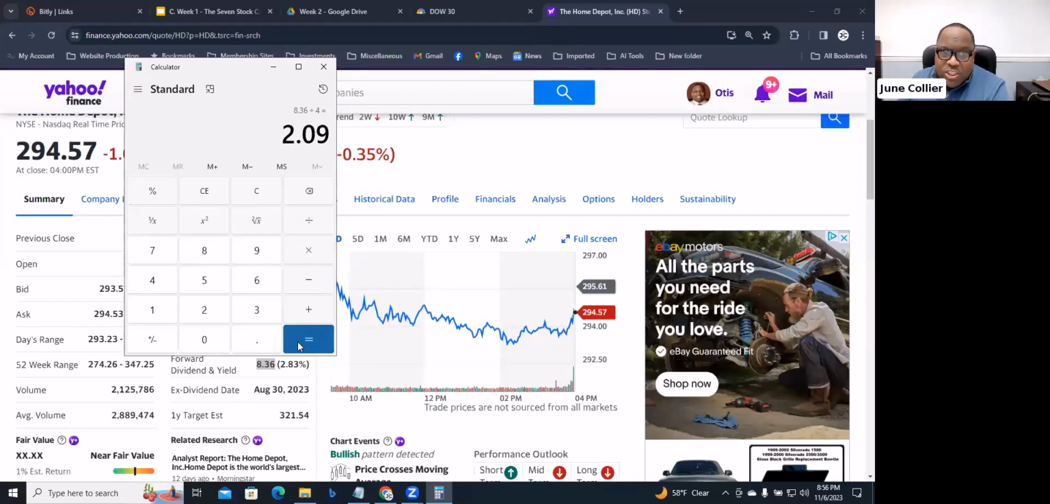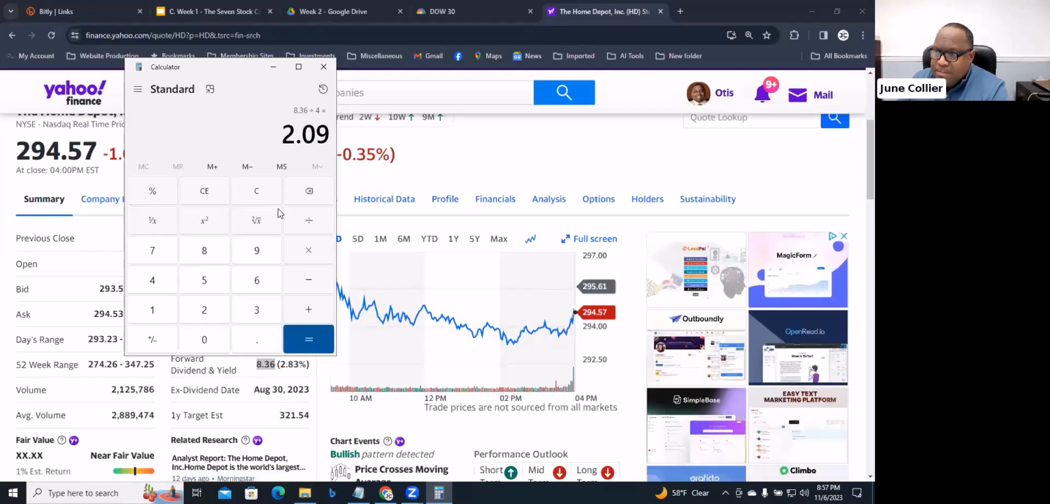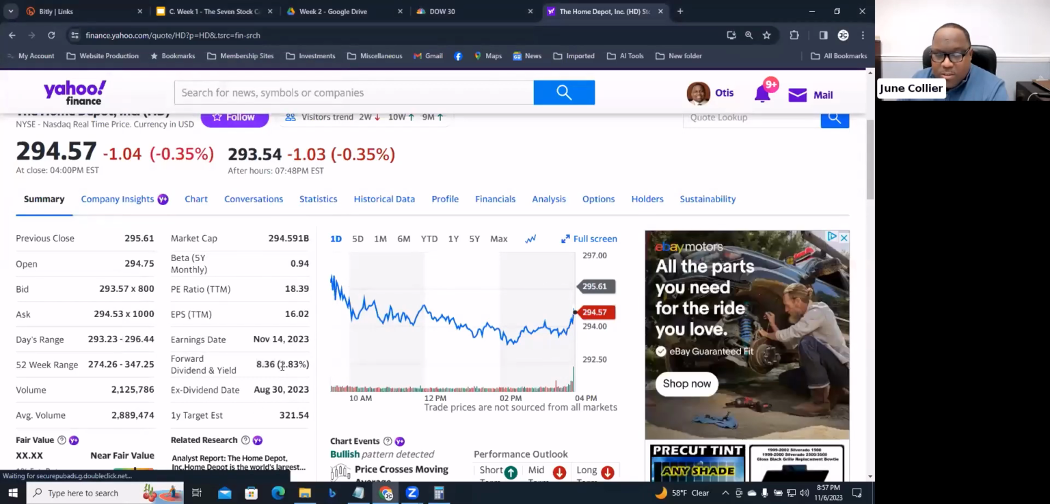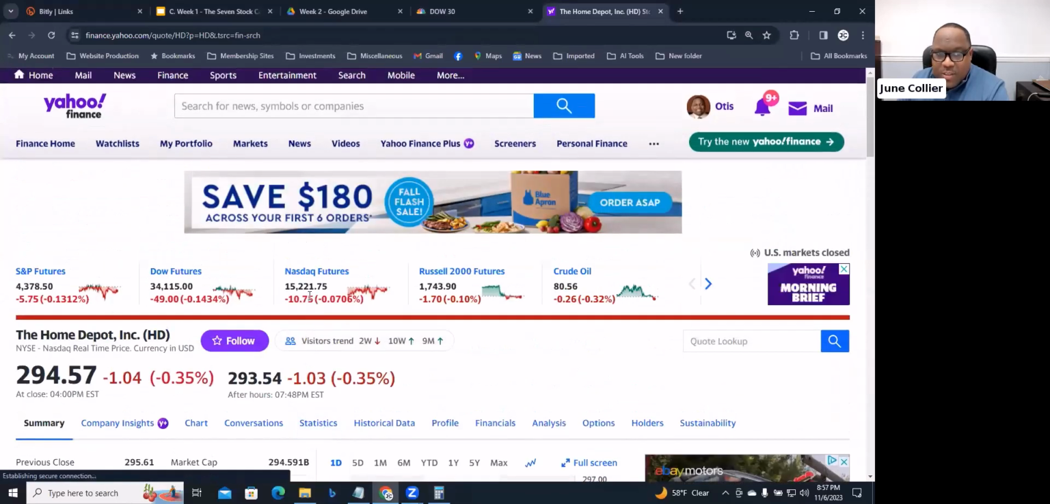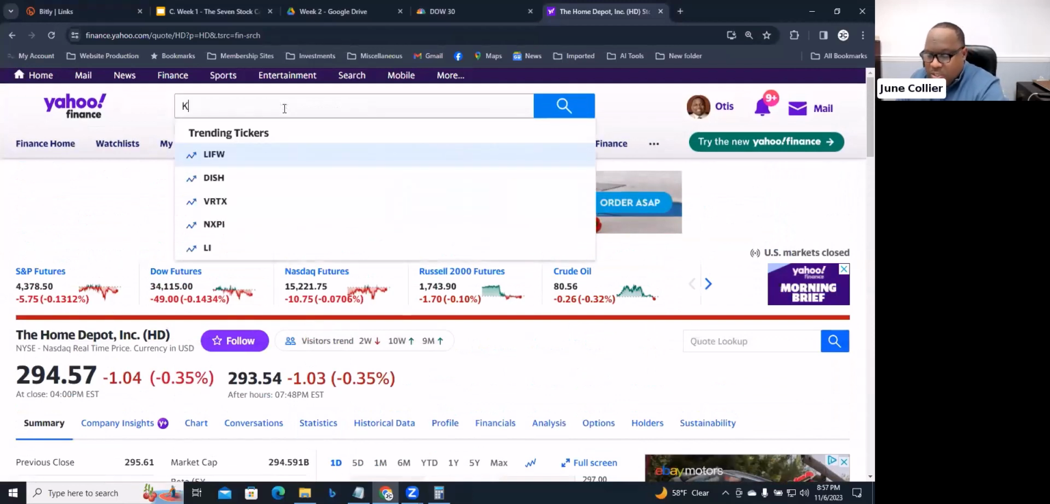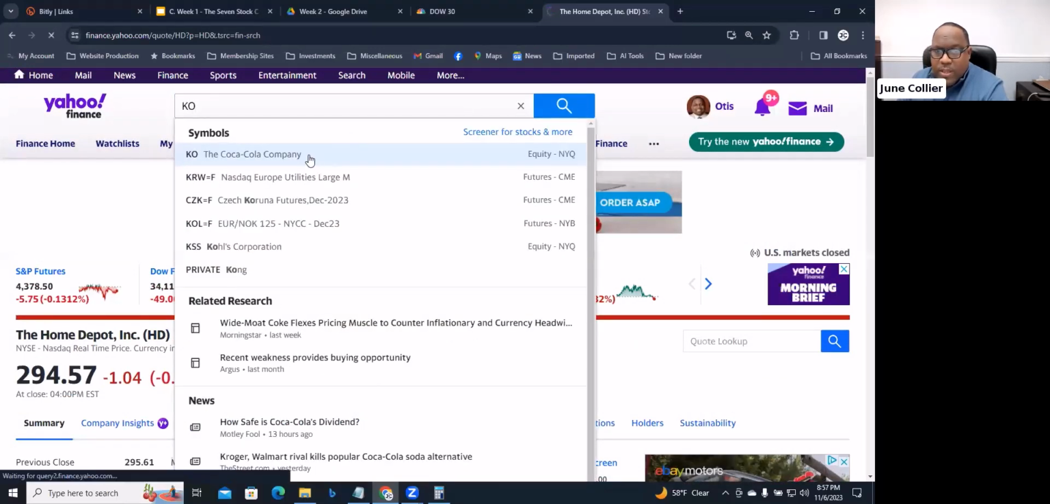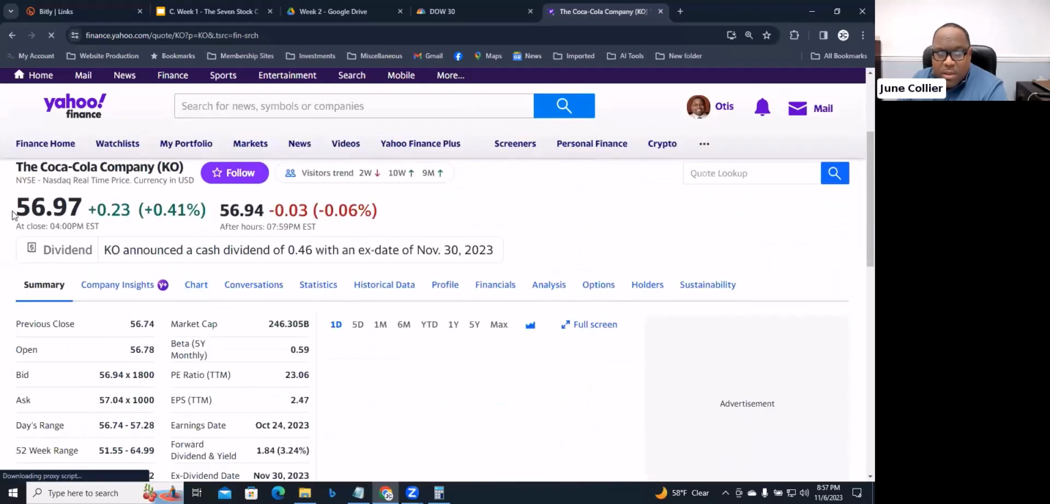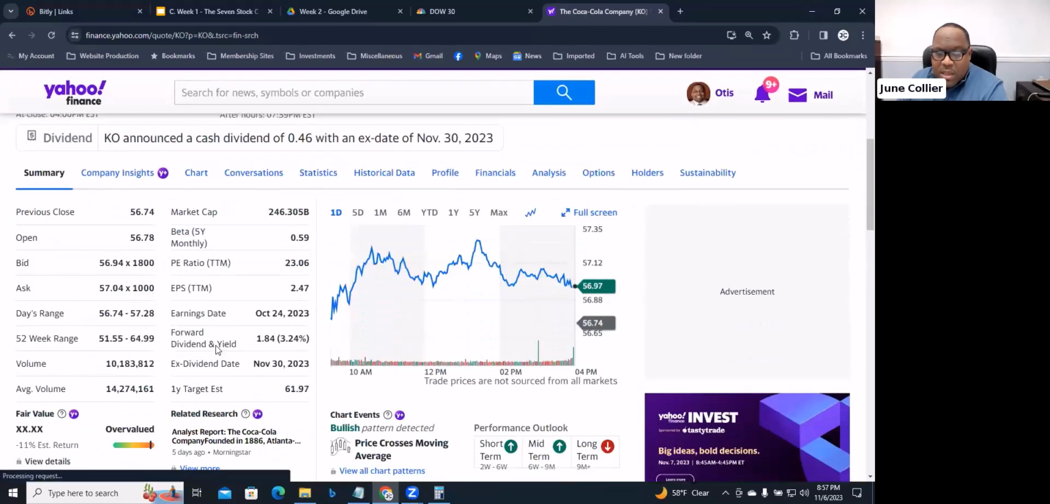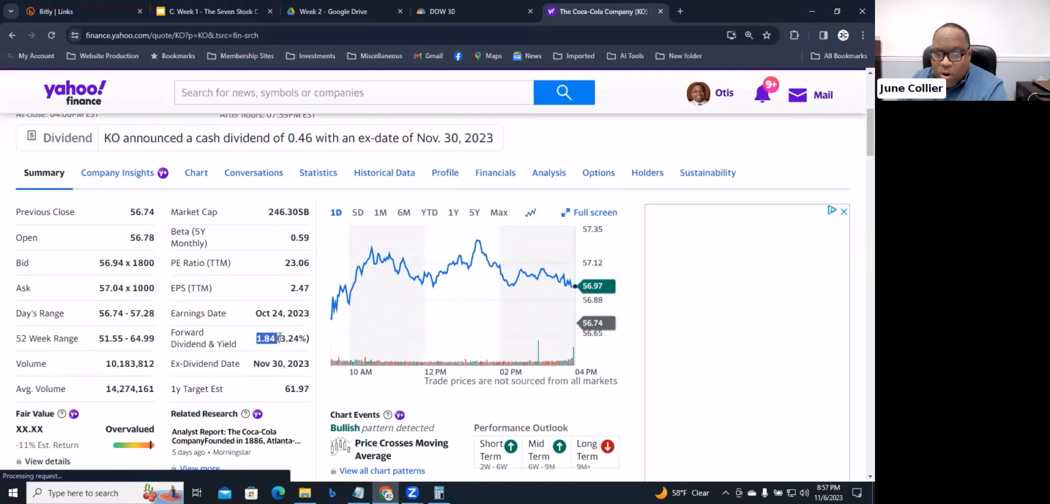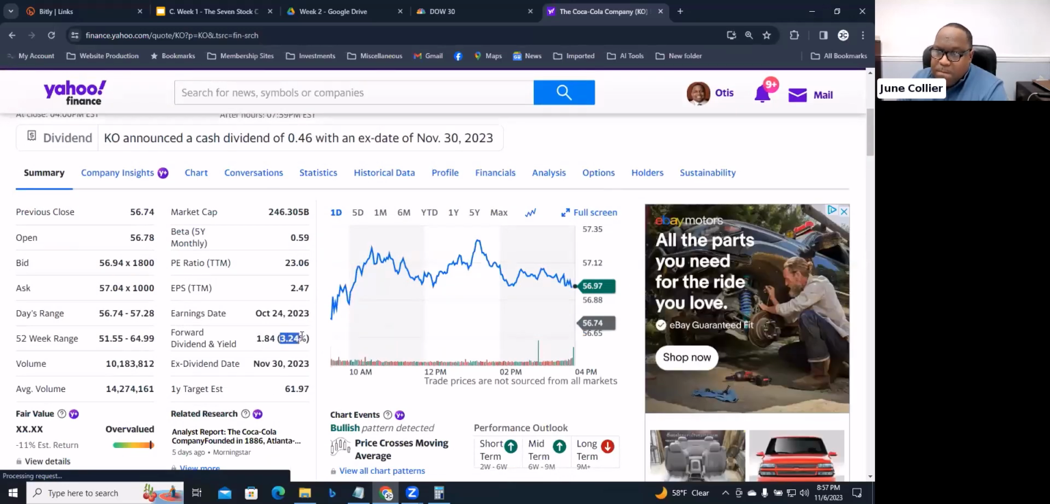So if you had 1,000 shares of Home Depot, every quarter you make $2,090, right? You make $2,090 if you had 1,000 shares of Home Depot. Let's take a look at, and this percentage tells me the yield. That's just how much they're paying on that share of stock. If we go to Coca-Cola, which is KO, we can take a look at this company as well. Coca-Cola is $56. It pays $1.84, which is about 3.2%.